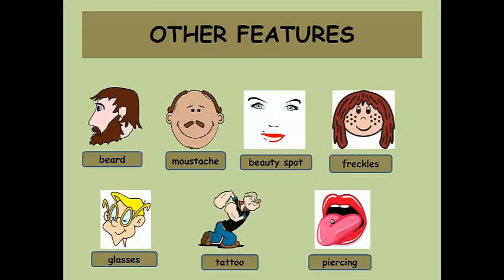And, to finish with this, let's talk about other features. A person can have a beard, a mustache, or a beauty spot, some freckles, a pair of glasses, a tattoo, or a piercing.